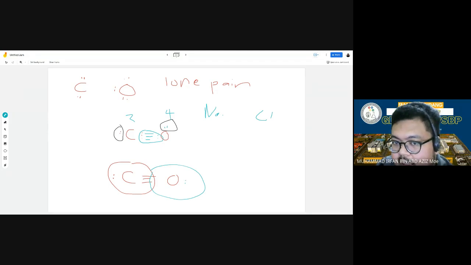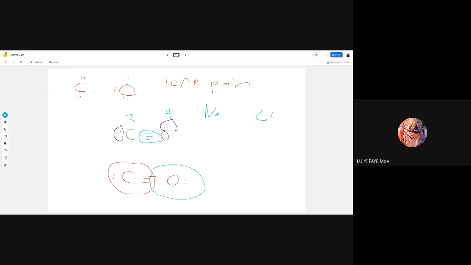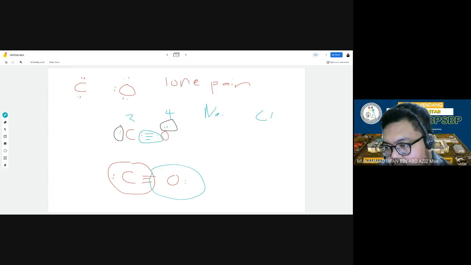So don't think covalent ni macam ionic. Oh, if they can donate 2, yang ada tu must receive 2 ataupun kena ada 2 electrons. No, bukan macam tu. Okay, boleh? You need to change your concept tu. Alright? Jangan limited to ionic. Okay?